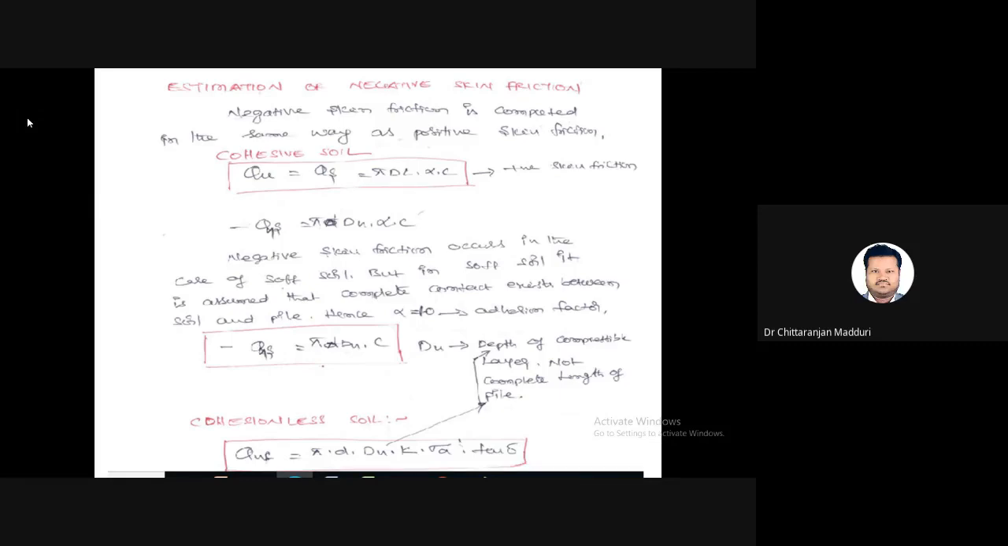Instead of L, I have taken Dn. Dn is known as depth of compressible layer. Alpha is known as adhesion factor. C is known as cohesion. So here also we need to consider one thing, alpha.